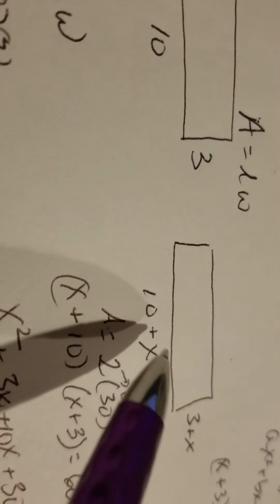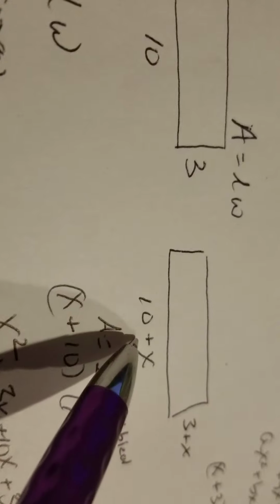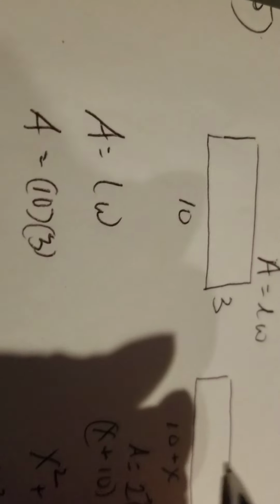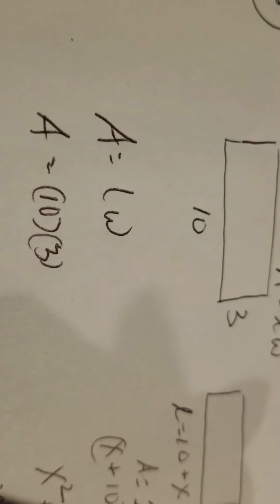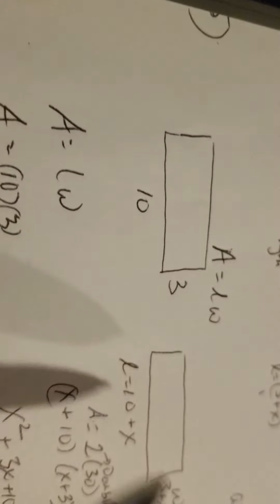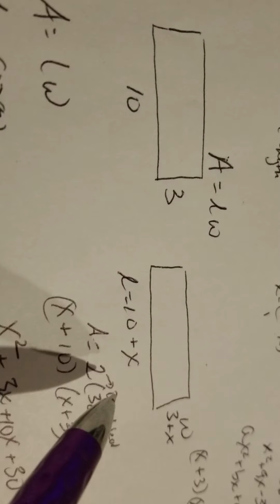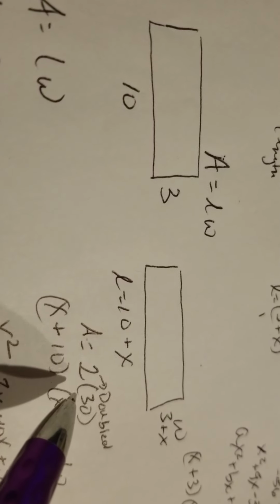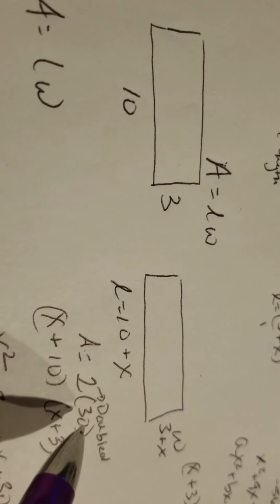It says when both dimensions were increased by equal amounts, the area of the garden doubled. So they both increased by the same amount. I add X onto each, the length and the width. So this is my length, this is my width. And then it says that the area doubled.